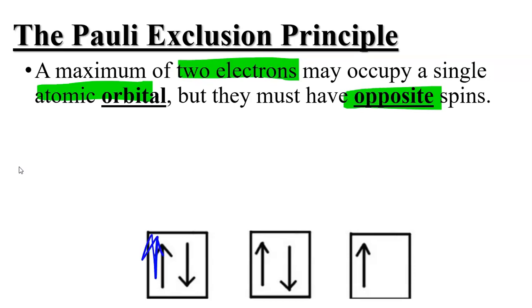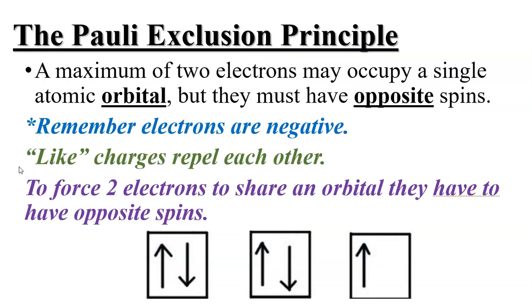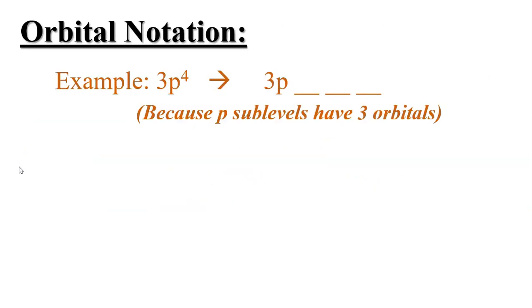So they all want to go forward first. They all want their own bedrooms. They all want their own pizza. And then somebody comes back for pizza. Next person comes back for pizza, and so on, before you would fill up the next. So remember, electrons are negative, and like charges repel each other. So to force 2 electrons to share an orbital, they have to have opposite spins. So let's do 3p4, for example. Remember, p sublevels have 3 orbitals, so it gets 3 lines, and it has 4 electrons. So we all go one way, 2, 3, and then the 4th electron is going to come back for pizza.